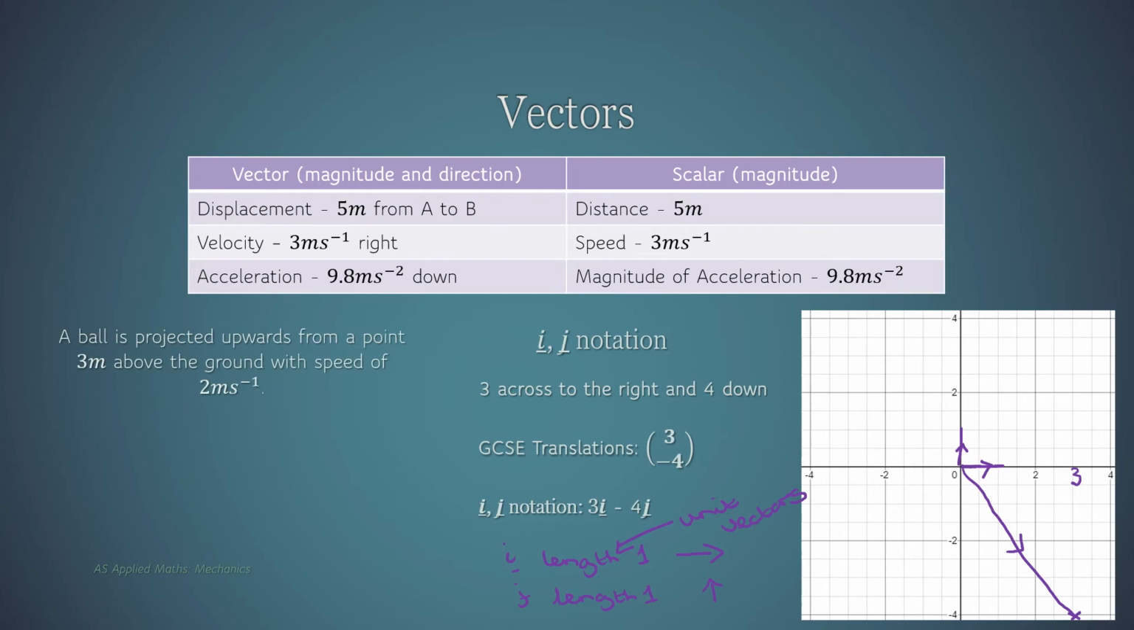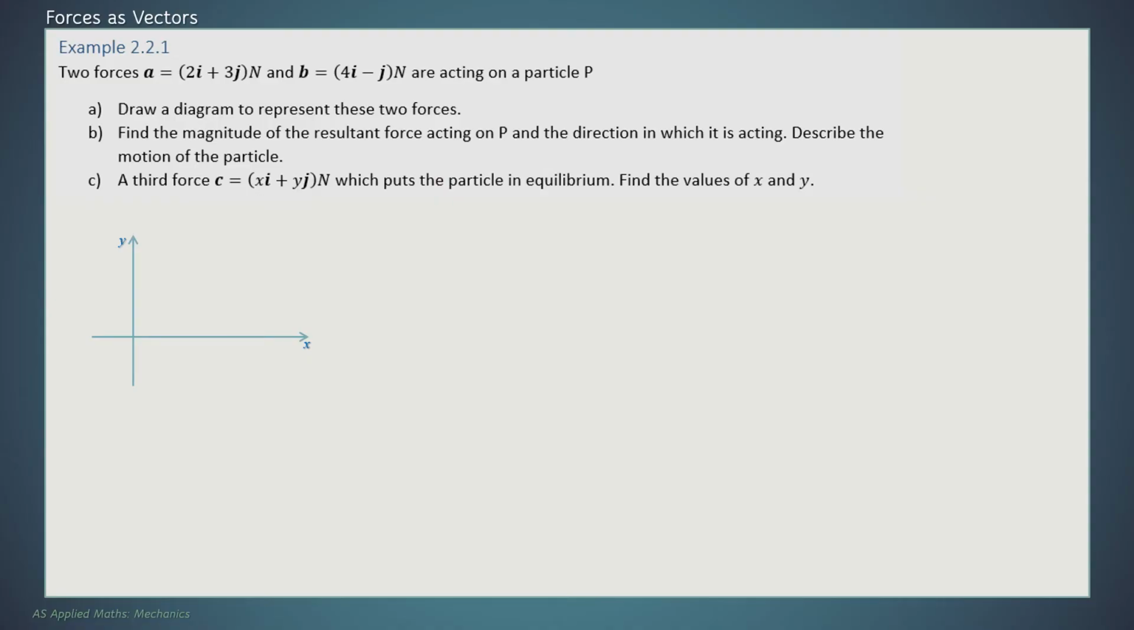One way that we've seen this before, so a ball is projected upwards from a point 3 metres above the ground with speed of 2 metres per second. So we use signs to explain directions. The direction of a force is important, therefore force is a vector, so it works in exactly the same way as this. So looking at 2.2.1, we've got two forces, A and B, acting on a particle P. Draw a diagram to represent these two forces. If we focus on force A, that's 2I plus 3J, we want to go 2 across and 3 up. So it would look like that, and you tend to put your arrow in the middle of your line when you're dealing with vectors.